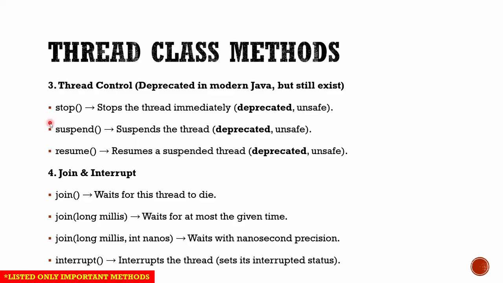Next one we have is join. What this join will do, we'll see with an example. It waits for the current thread to complete its execution. In that one, we have different methods, which I'll tell you. Then interrupt. Interrupt means it will just interrupt the currently running thread.